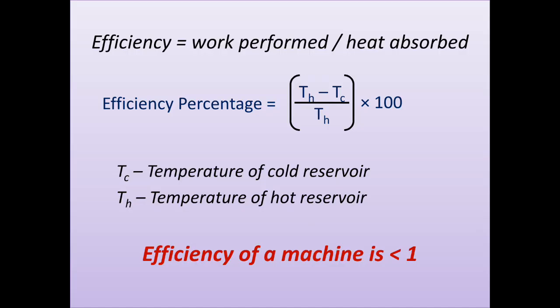Now, the efficiency of any heat engine is equal to work performed divided by heat absorbed, and the efficiency percentage is equal to (Th minus Tc) divided by Th, into 100. Here Tc and Th are the temperatures of the cold reservoir and hot reservoir respectively. So the efficiency of a machine is always less than 1.